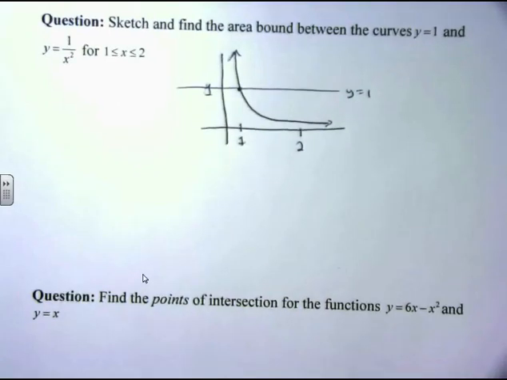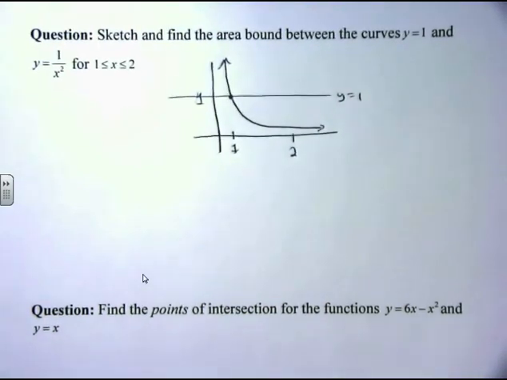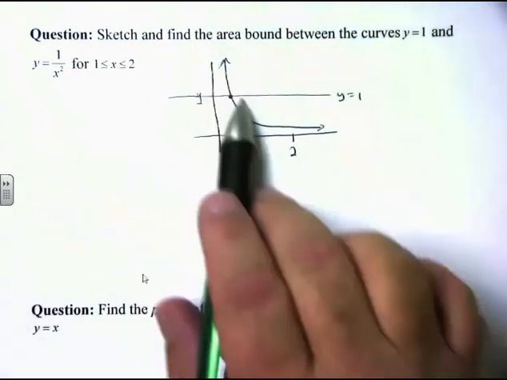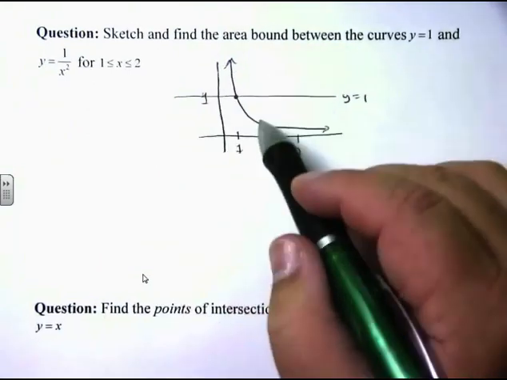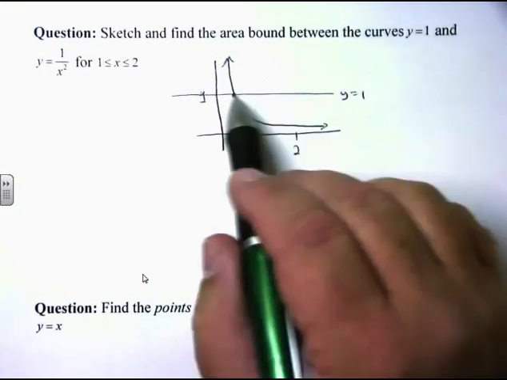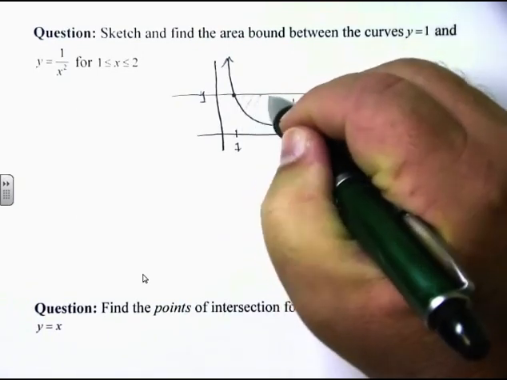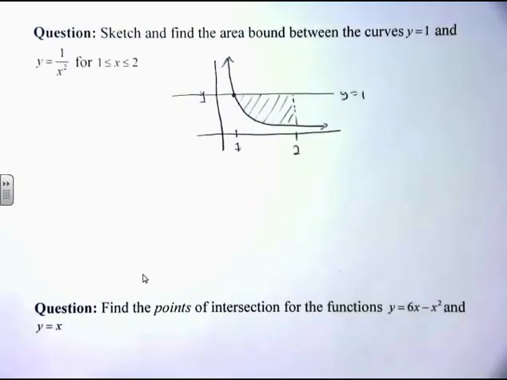One of the toughest parts on these kinds of problems is making sure that you get the right region. So I got y equals 1 and y equals 1 over x squared, and we want to capture the area between the two, between 1 and 2. Between 1 and 2, this is the area that we're looking for. So I want to figure out what that exact area is.